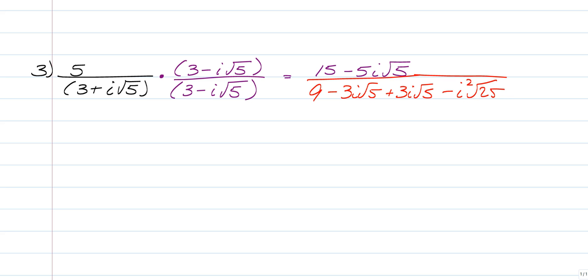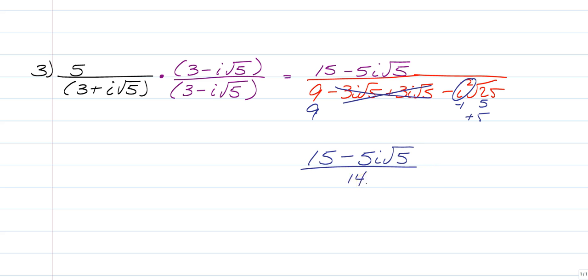Okay, and that's a big, nasty looking denominator. So we're going to obviously cancel these guys because they're just opposites. And that will give us a 9. And we have an i squared, so that's a negative 1. And the square root of 25 is 5. So minus a negative 5 is going to give us a plus 5. So our denominator is going to end up being 14. So that would just give us 15 minus 5i root 5 all over 14.